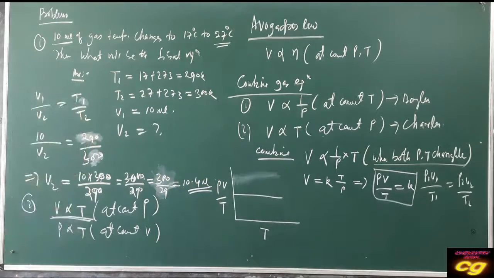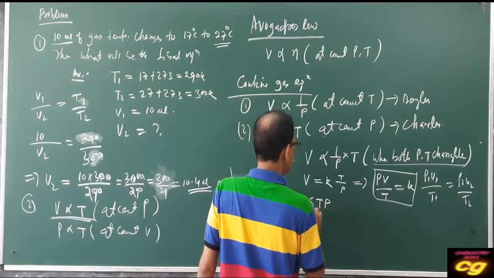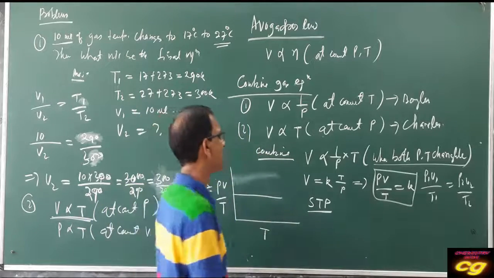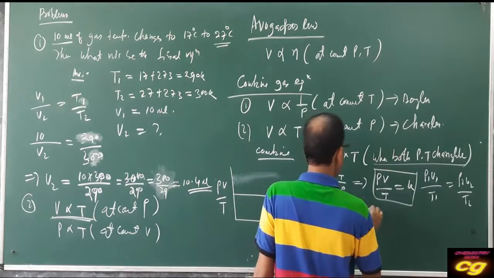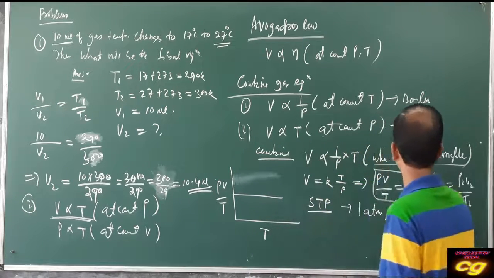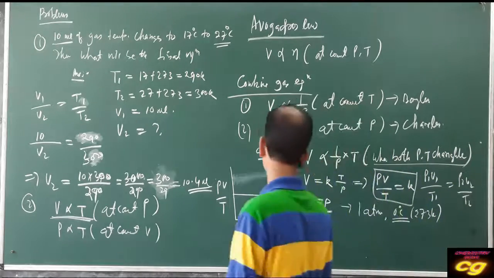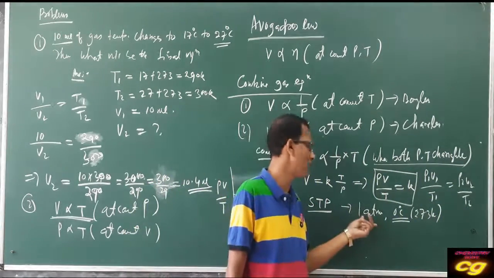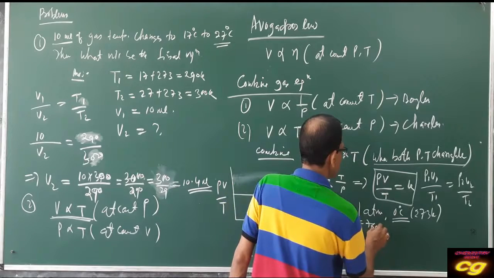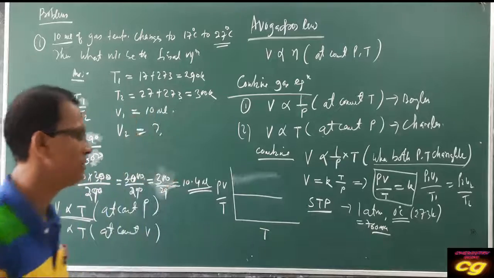But one thing to remember: standard temperature and pressure, STP, is taken as 1 atm pressure and 0 degrees Celsius as standard temperature. 0 degrees Celsius means 273 Kelvin. At STP generally the pressure is 1 atm, equivalent to 760 mm of mercury, and the temperature is 273 K. You have to remember this.